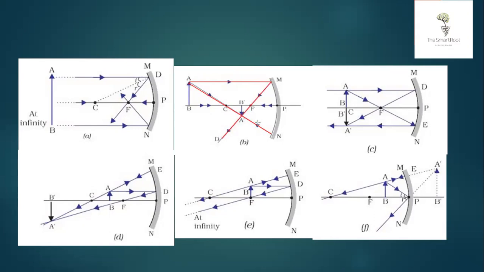The light ray which is parallel to the principal axis, after reflection, passes through the focus. The light ray which is passing through the center of curvature, after reflection, traces back its path. These are the things that I know, right?